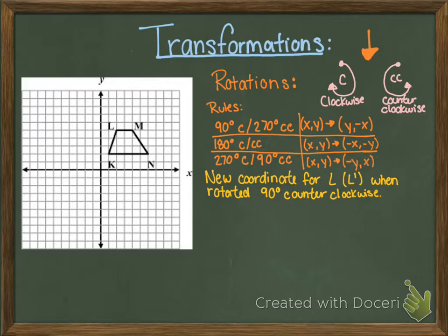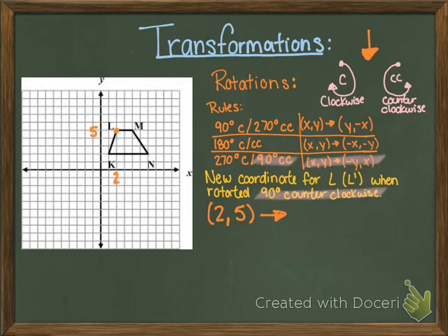Now, our question says new coordinate for L, which is also called L prime, that's your new one, when rotated 90 degrees counterclockwise. So we're going to go ahead and identify where L is on our graph, and I need to write out that coordinate. So that's going to be at 2, 5. So value of 2 on the X and 5 on the Y. Now, our question asks us to do 90 degrees counterclockwise. So I'm going to find that in my rules chart, which is right here, and that tells me that I'm going to use this rule. So I'm going to take my original points and I'm going to change them based on what it says here.